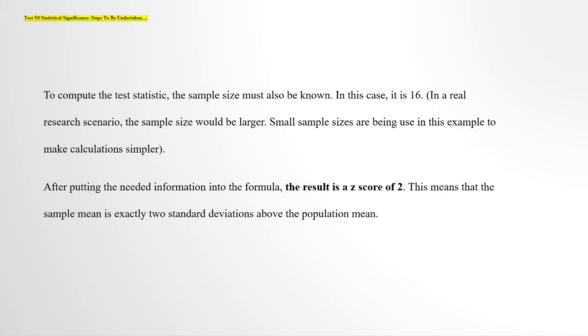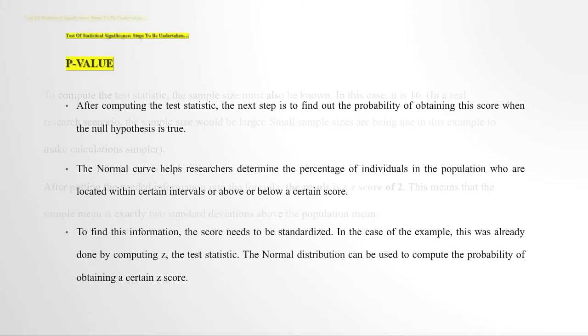In a real research scenario, however, the sample size would be larger. We have taken this to make the calculation simpler and easy to understand. Now, after putting in the needed information, as we have seen, the Z score comes out to be 2. This means that the sample mean is exactly 2 standard deviations above the population mean. So this is the inference that we are drawing here.